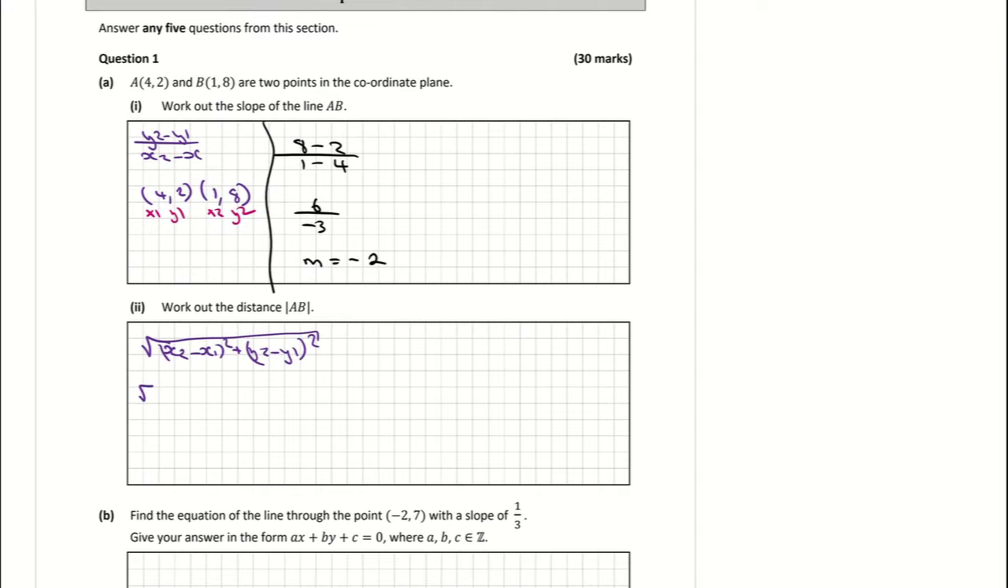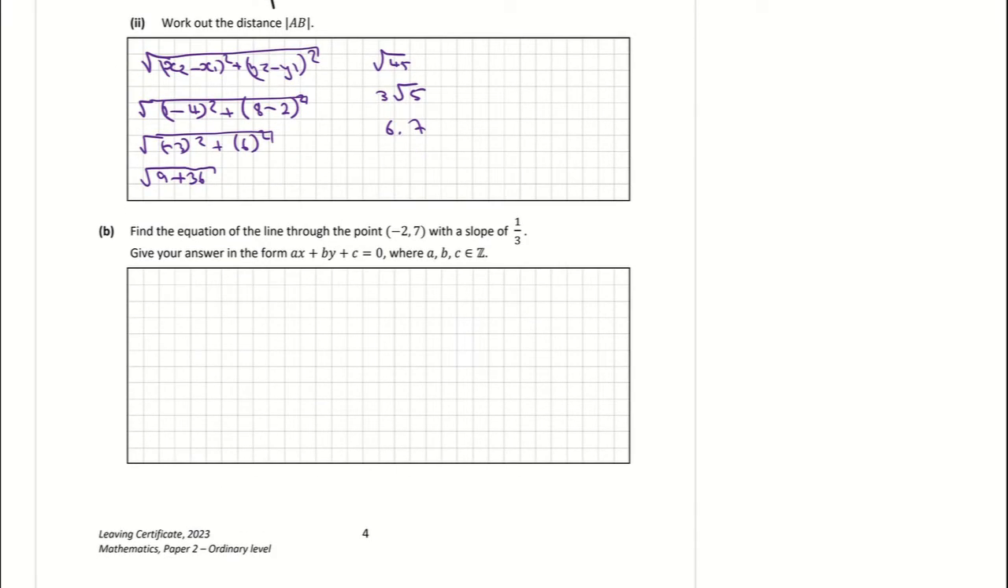So it's going to be the square root of my x2, which is 1, subtract my x1, which is 4, squared, plus y2 minus y1, all to be squared. So that's giving me a distance of 1 minus 4, which is negative 3 to be squared, plus 6 to be squared. That's giving me negative 3 squared, which is 9, plus 6 squared, which is 36, which is the square root of 45, which simplifies to 3 root 5, or 6.7. The question didn't say to square root or decimal, so either solution is fine.